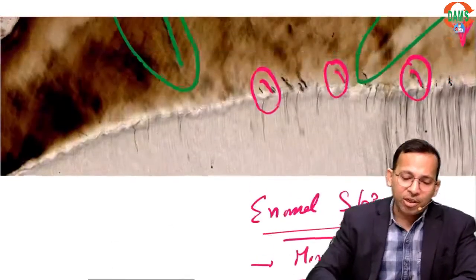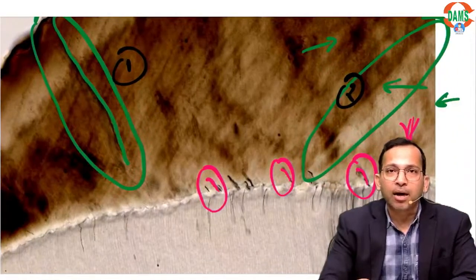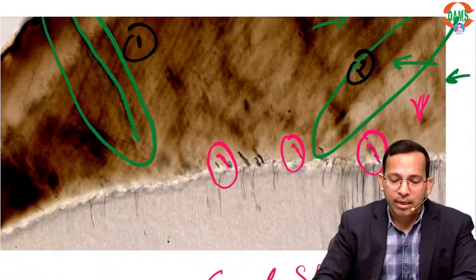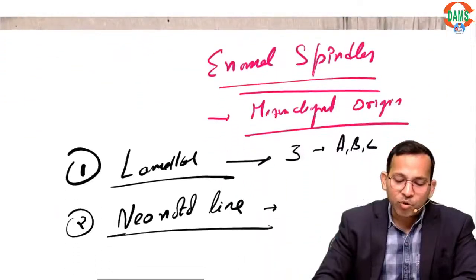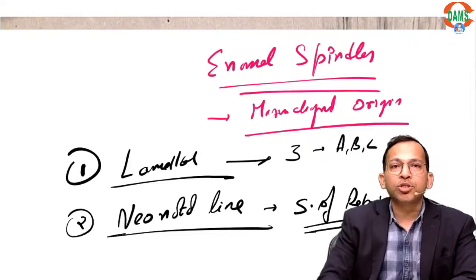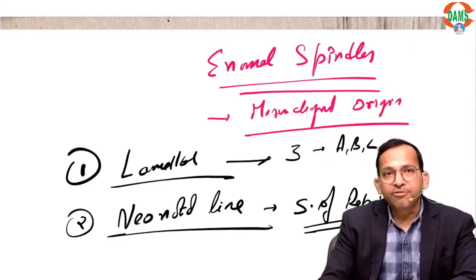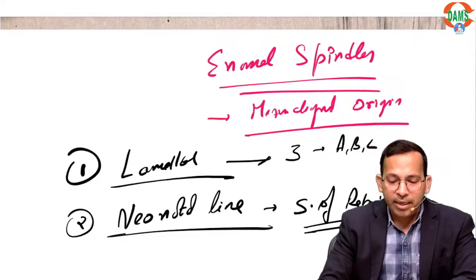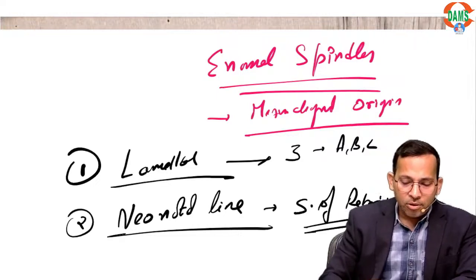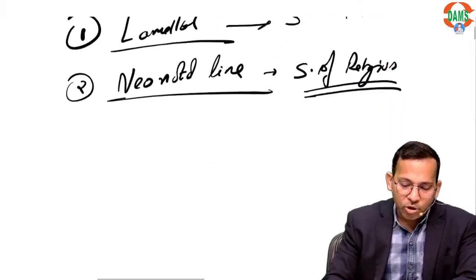And the second feature that you notice here, which separates a lighter tissue from a darker tissue, is nothing but the neonatal line. So neonatal line is an accentuation of striae of Retzius, isn't it? It differentiates the prenatal enamel from the postnatal enamel, right? So this was the first diagram for you. Let's go to the next histologic slide.